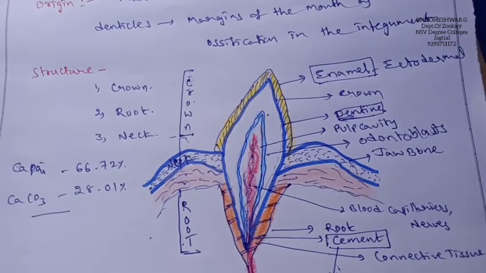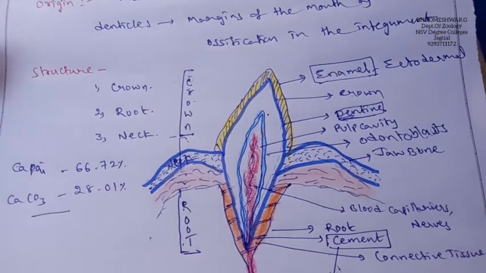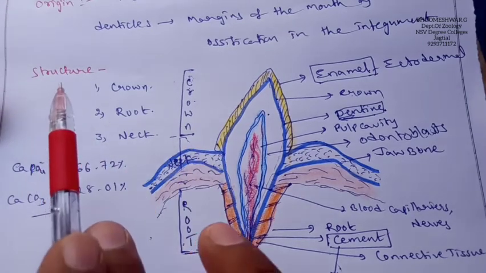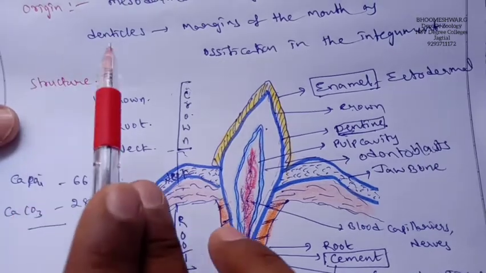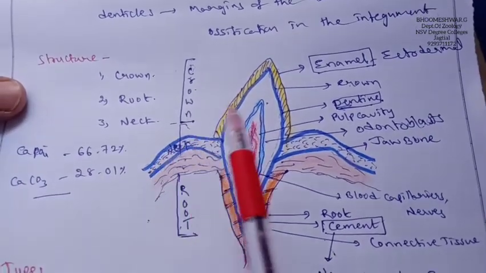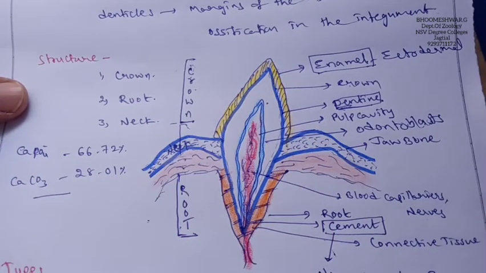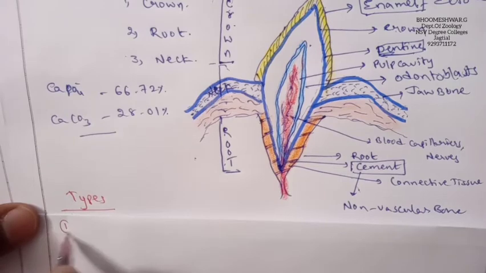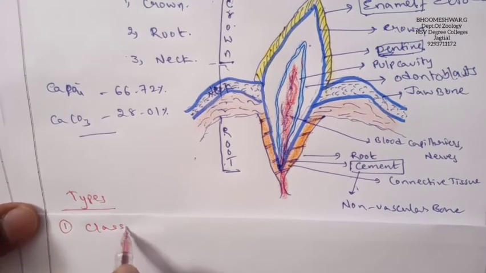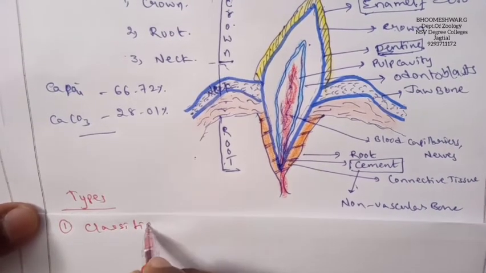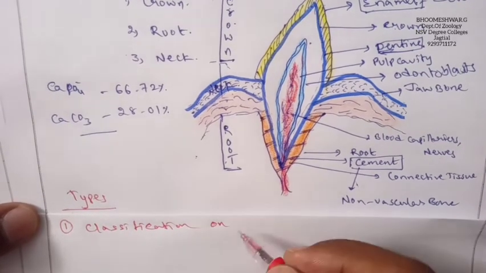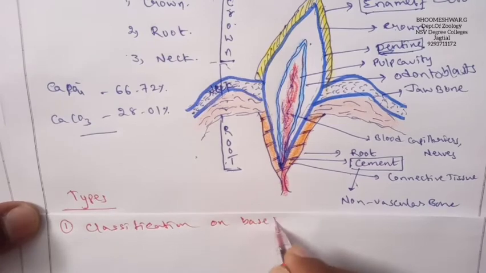Welcome back, friends. In the previous video we discussed dentition in mammals, as well as the origin and complete structure of a tooth. Now we move to the various types of teeth. The first type of classification is based on their shape and size.